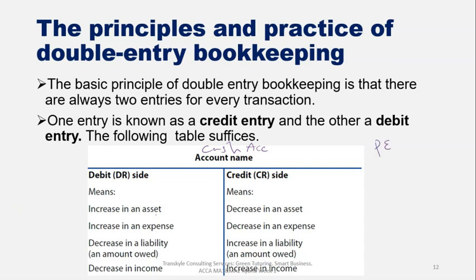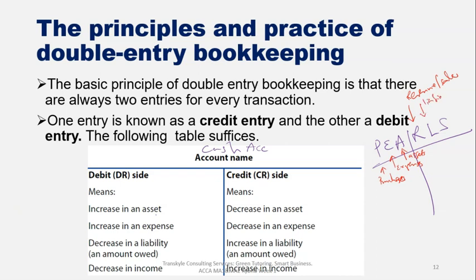There is this acronym I want you to understand before we talk much about this cash account. Let me try to find another pen. Okay. There is the PEARLS acronym, where P stands for purchases, E stands for expenses, A, assets, R stands for revenue or sales, L stands for liabilities, then S, share capital.